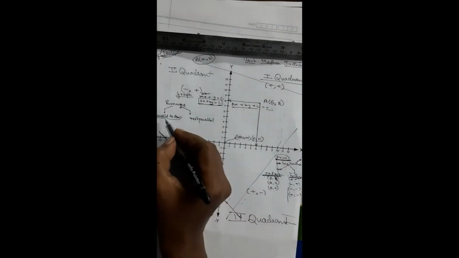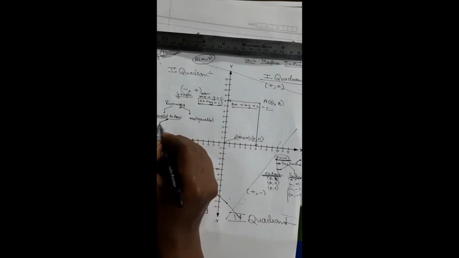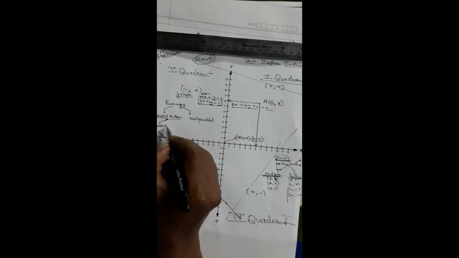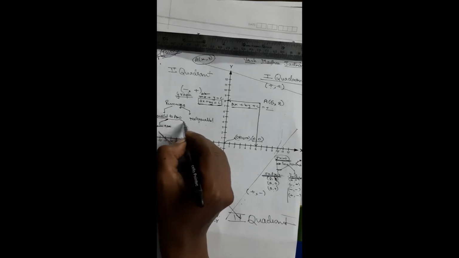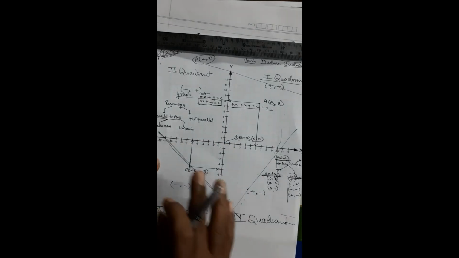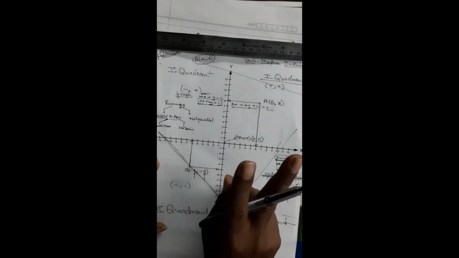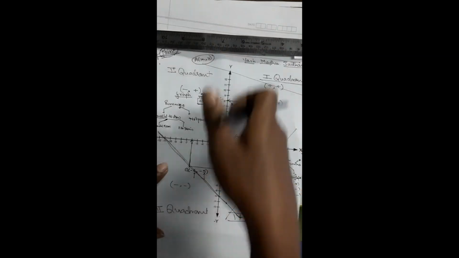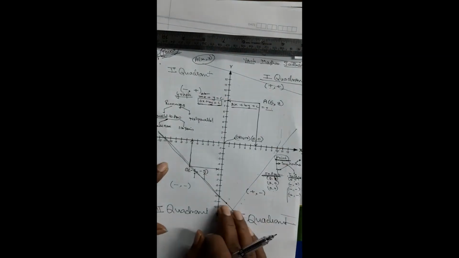And why am I telling three? Because when it is parallel, either it will be parallel to the x-axis, or it will be parallel to the y-axis. When it is parallel, then two types of parallels are possible. One will be parallel to the x-axis, a horizontal line, or parallel to the y-axis, a vertical line.